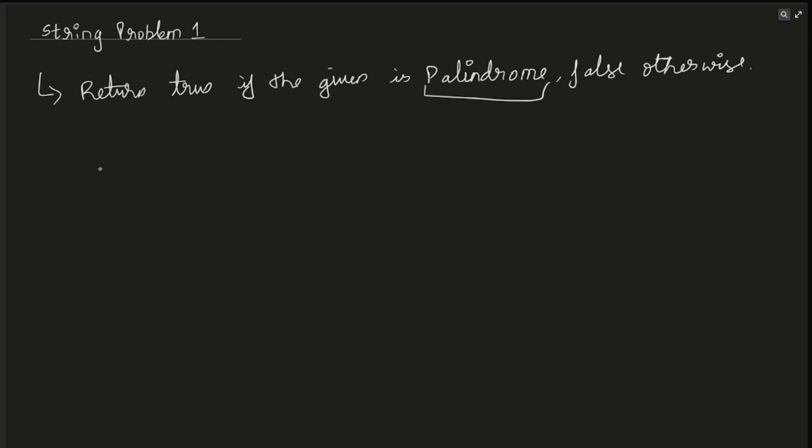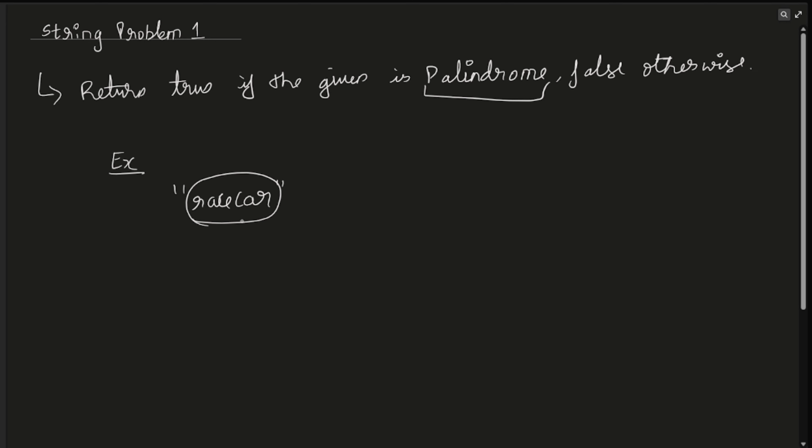What is palindrome? Palindrome is a string that is read the same backward and forward. Let me just take an example here. I have a string race car. This string is a palindrome because it is same if we read from the forward and backward. And we need to return true if this is palindrome, false otherwise.